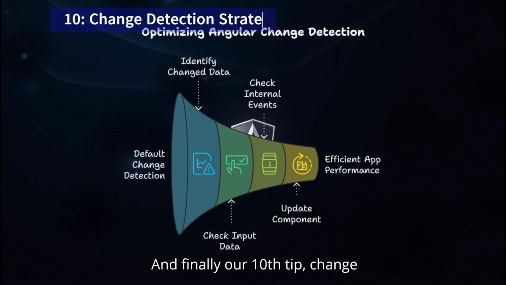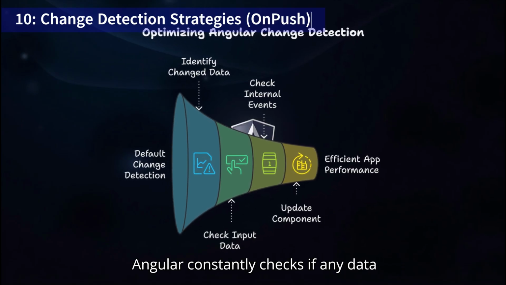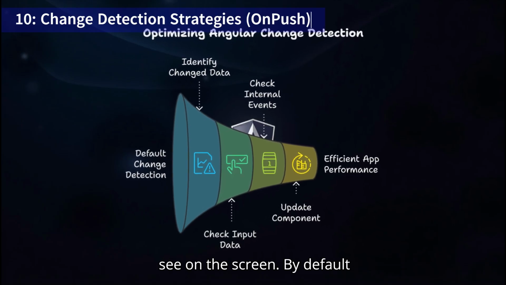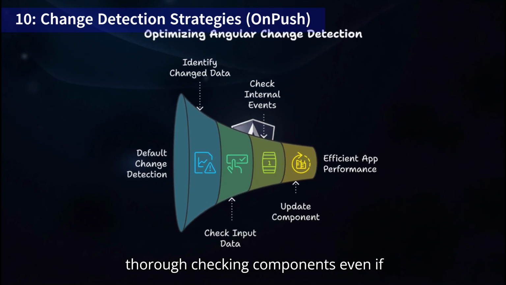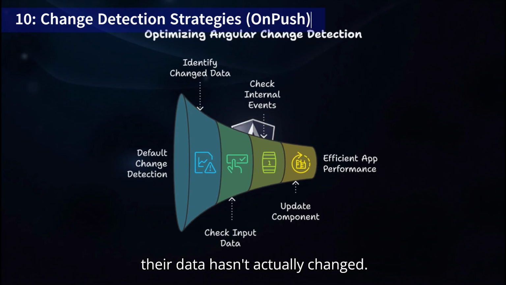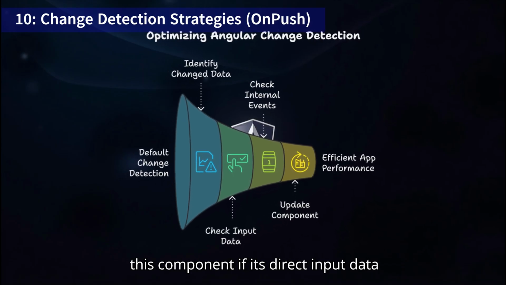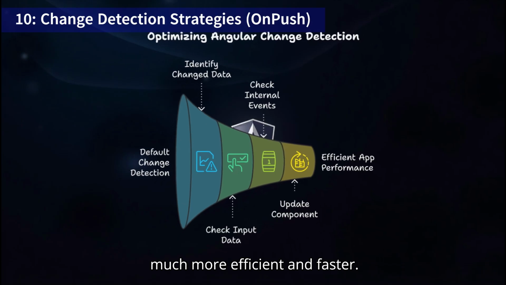And finally, our 10th tip, change detection strategies, specifically OnPush. Why is it useful? Angular constantly checks if any data has changed so it can update what you see on the screen. By default, it's pretty thorough, sometimes too thorough, checking components even if their data hasn't actually changed. OnPush tells Angular, hey, only check this component if its direct input data has changed or if an event happened inside it. This makes your app much more efficient and faster.